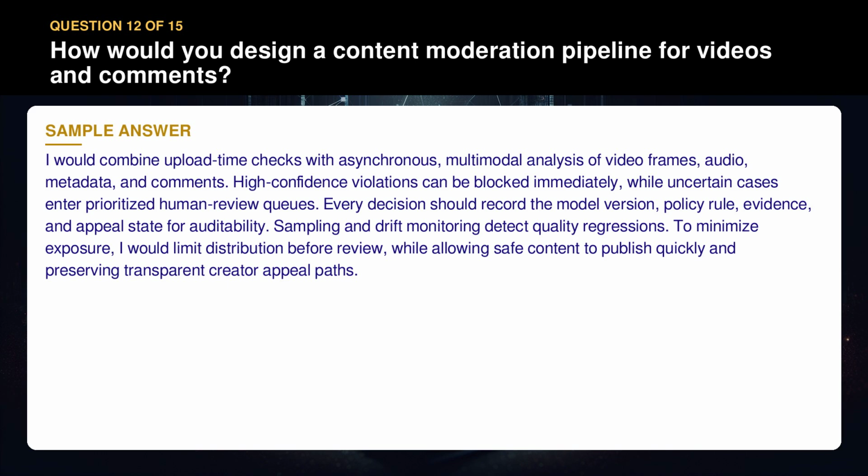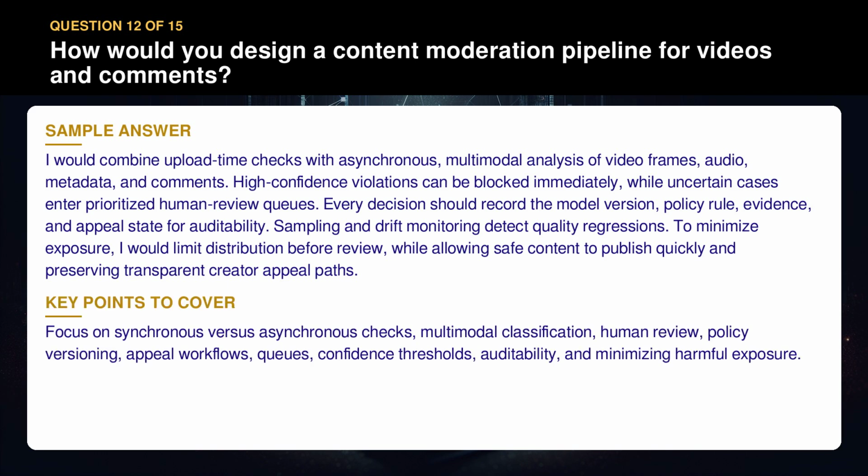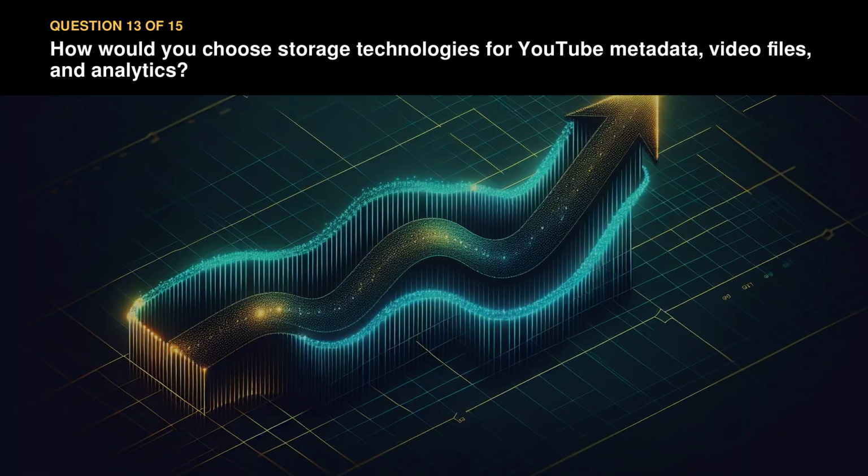Every decision should record the model version, policy rule, evidence, and appeal state for auditability. Sampling and drift monitoring detect quality regressions. To minimize exposure, I would limit distribution before review, while allowing safe content to publish quickly and preserving transparent creator appeal paths. Focus on synchronous versus asynchronous checks, multimodal classification, human review, policy versioning, appeal workflows, queues, confidence thresholds, auditability, and minimizing harmful exposure.